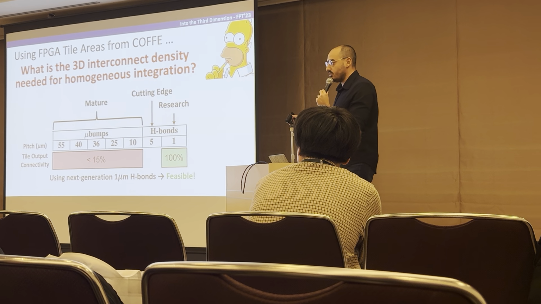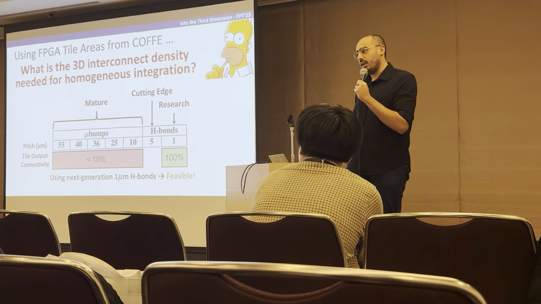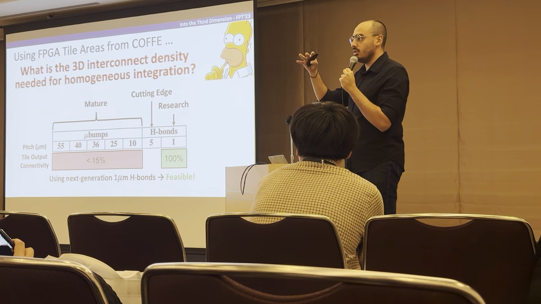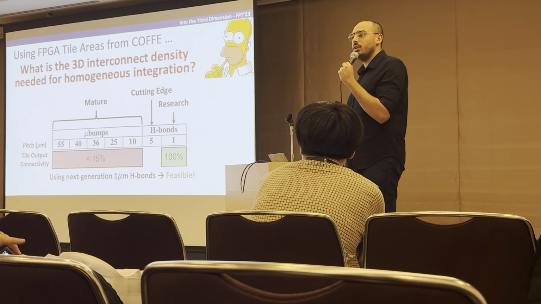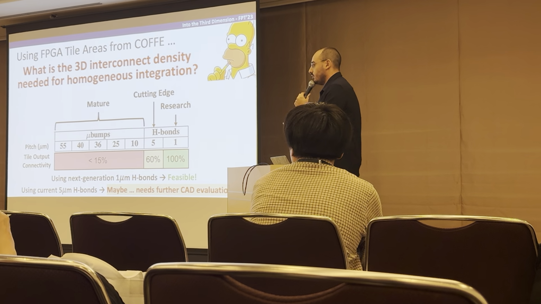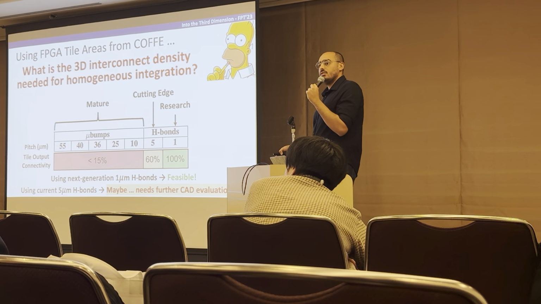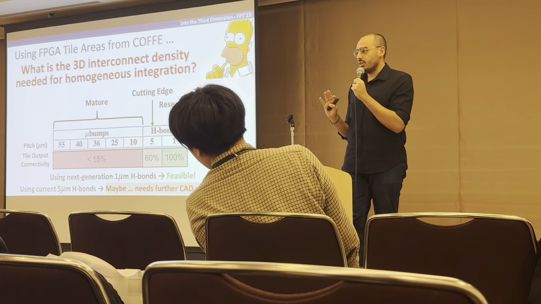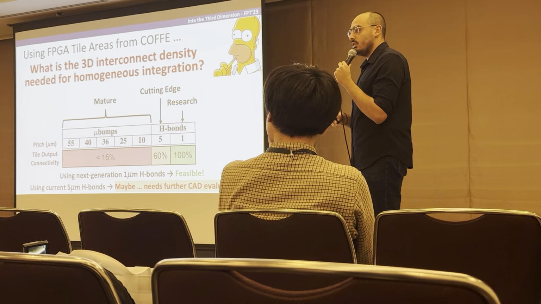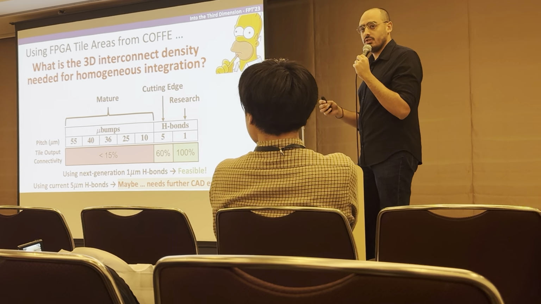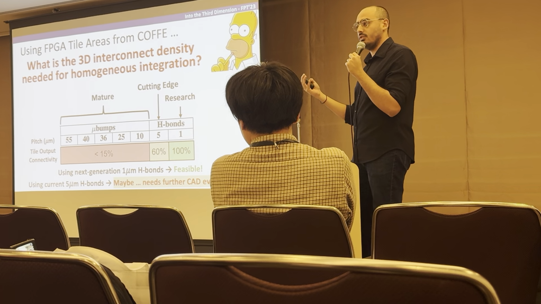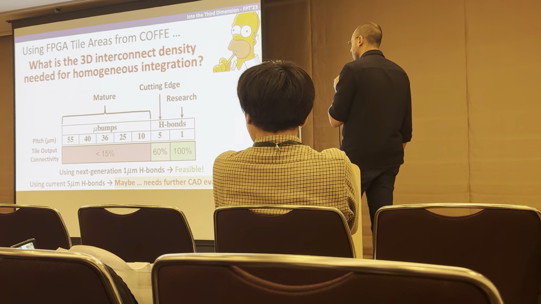If you look at the next generation, the 1 micron hybrid bonding, this can provide full connectivity for the two dies, which means that all the outputs of all the blocks on one die can cross to the other die and connect to the switch boxes on it. But the state-of-the-art cutting-edge technology that we have nowadays is not enough. It provides about 60% connectivity between the dies, so it could work with some restrictions, but it needs some evaluation from the CAD perspective to see if this limitation really affects the quality of results when mapping, placing, and routing designs on those 3D FPGAs.